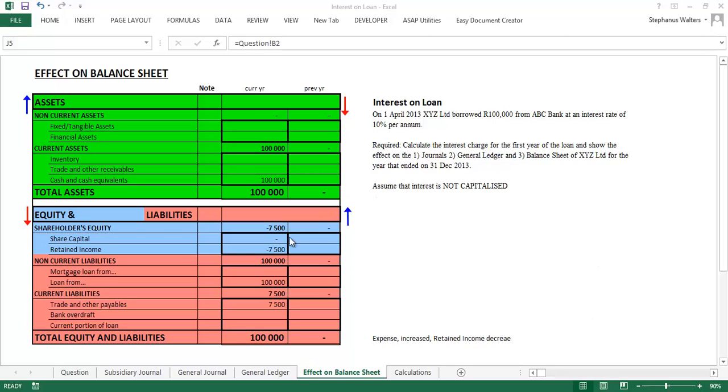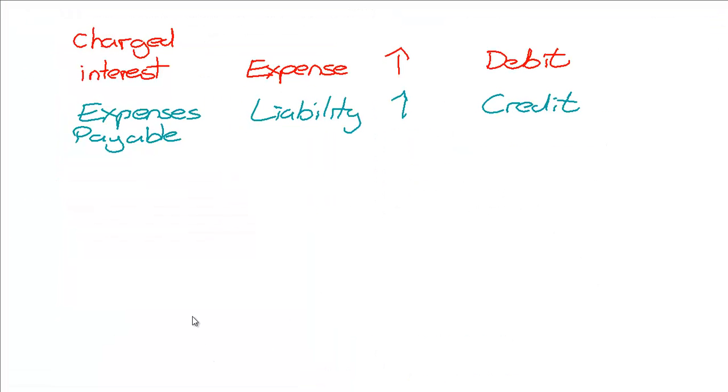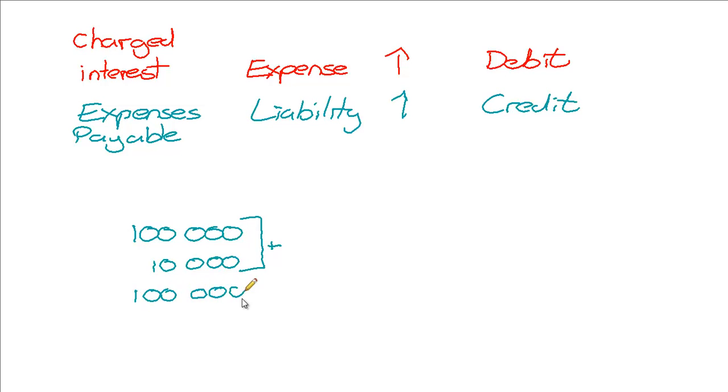So how does this change if we say that interest is now capitalized, as is the case with most mortgage bonds taken out at banks? What that means is the interest charge that is levied to the borrower is actually going to be added to the capital amount. So if I have a capital amount of 100,000 Rand and, for example, 10,000 Rand interest was incurred, that means the 10,000 is going to be added to the 100,000 Rand, and it will effectively be capitalized, and the total amount will then be 110,000 Rand that is sitting in the loan.